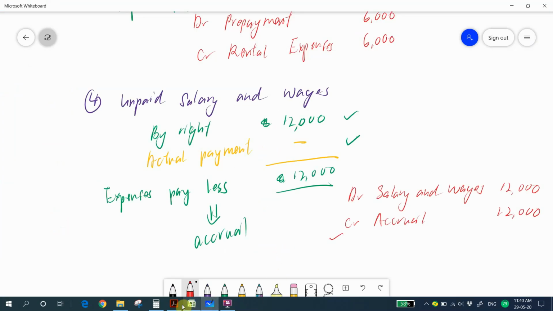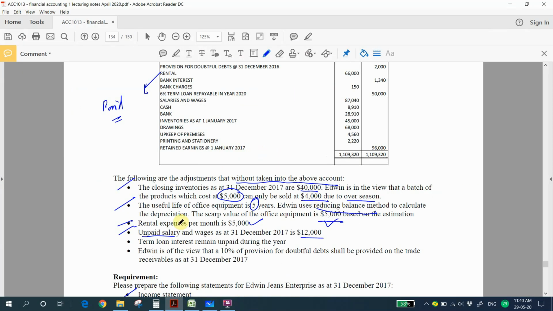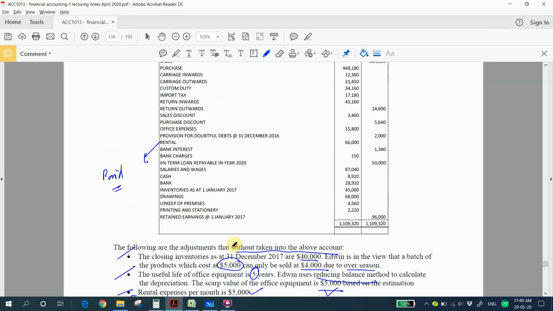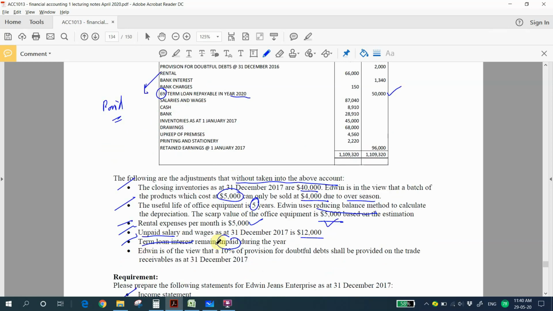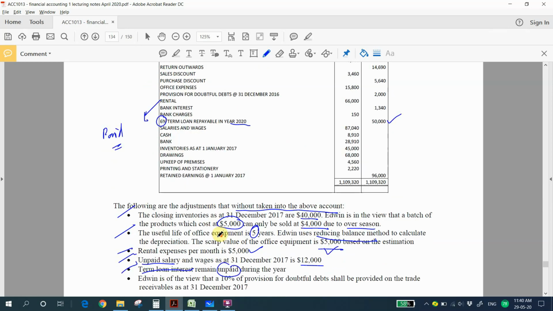Next, the next information is regarding your term loan. The term loan interest remained unpaid during the year. So let's have a look. Your term loan 6% repayable in the year 2020. The amount that you borrowed is 50,000, and this information says that you have not paid the term loan interest during the year. So now we have to determine how much interest we need to pay.